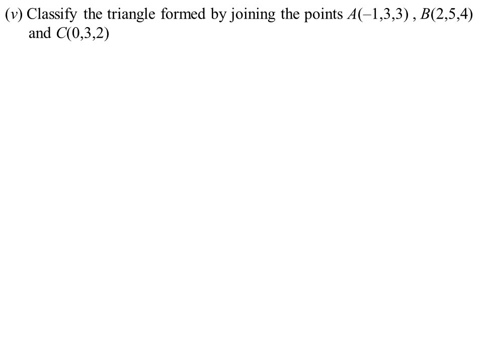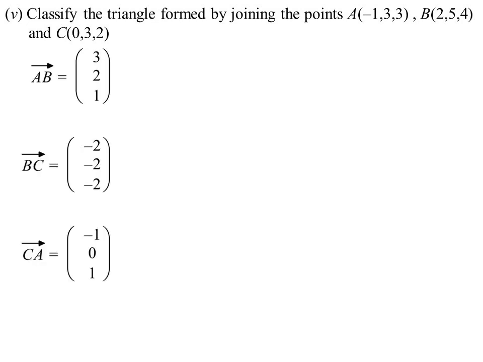Classify the triangle formed by joining these 3 points. The sides are going to be the different vectors, so let's work those out. So AB would be (3, 2, 1), head minus tail. BC ends up being (-2, -2, -2), and CA equals (-1, 0, 1).